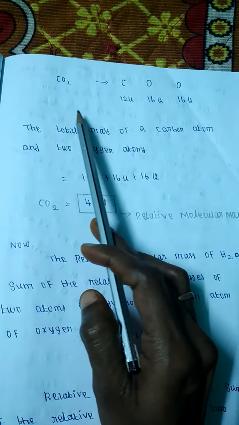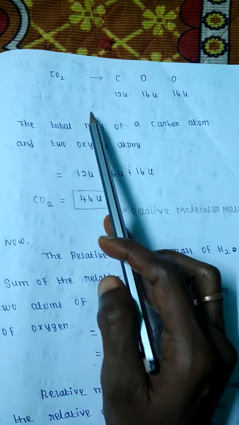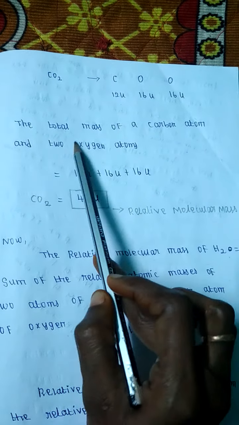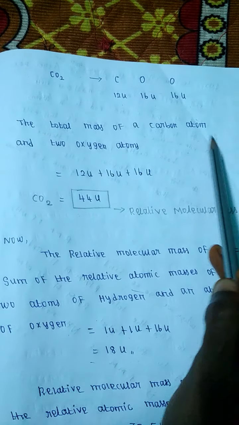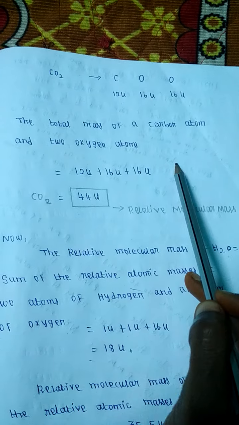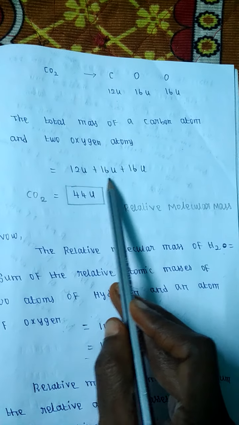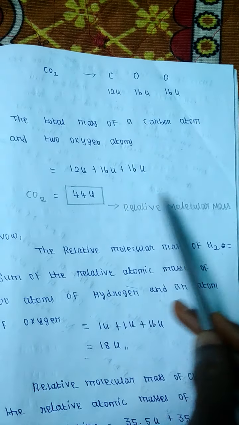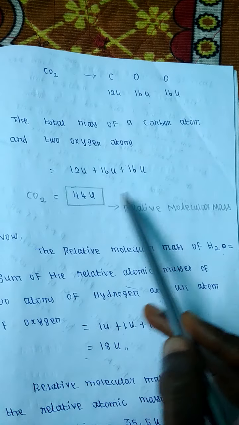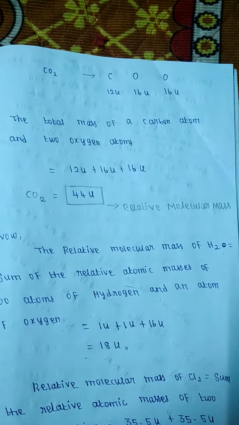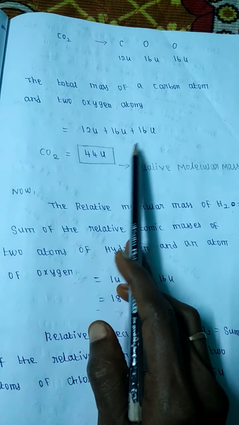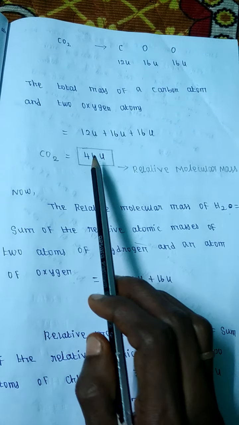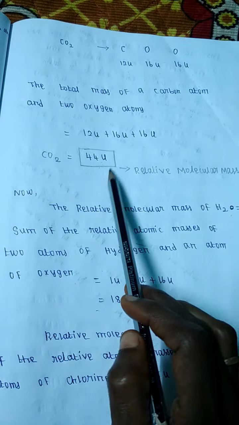Now let us find the quantity on this side, that is the sum of the 3 atoms. The total mass of a carbon atom and 2 oxygen atoms is 12u plus 16u plus 16u. Now adding the 3 numbers, the overall total is 44u. This mass is called the relative molecular mass. Okay, the relative molecular mass of the carbon dioxide molecule.